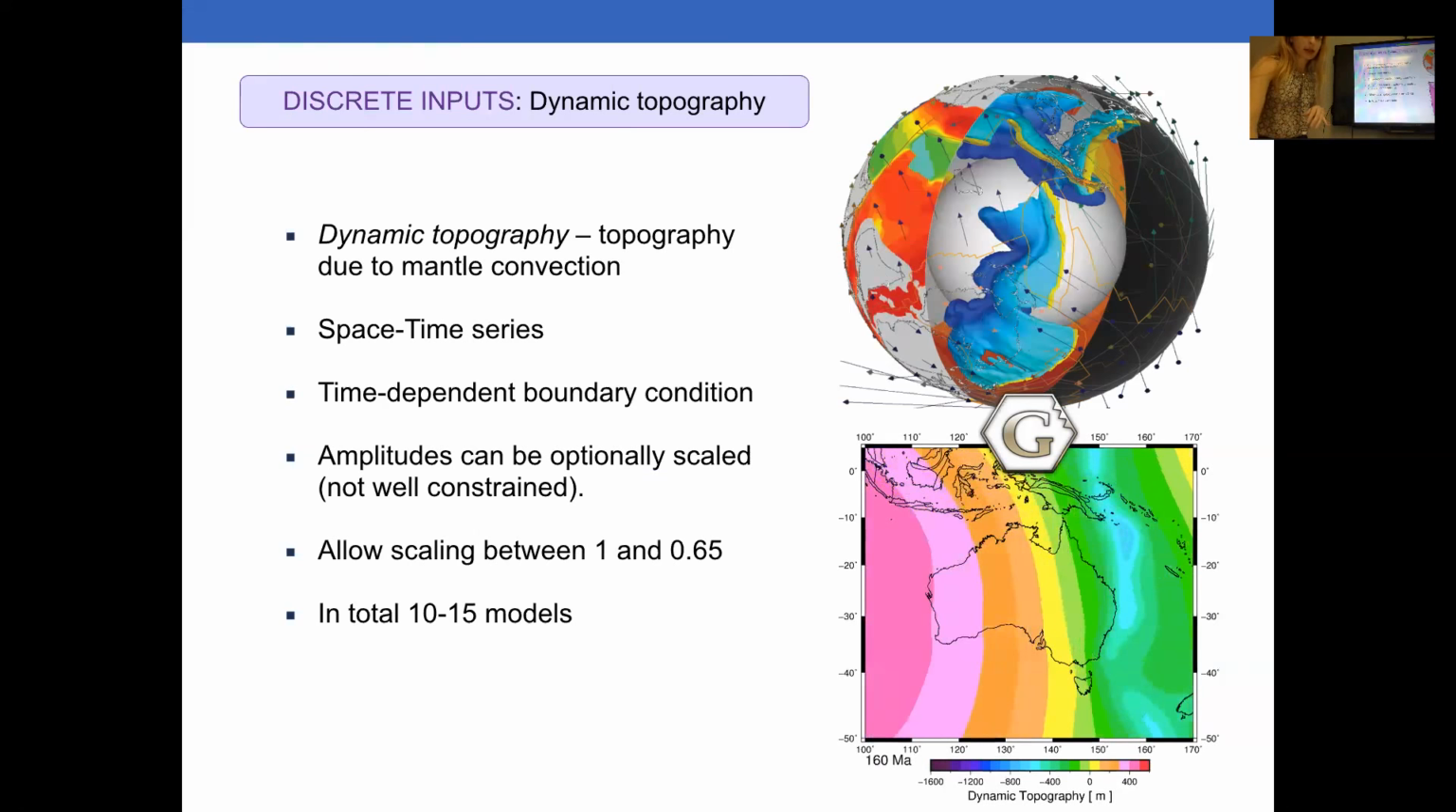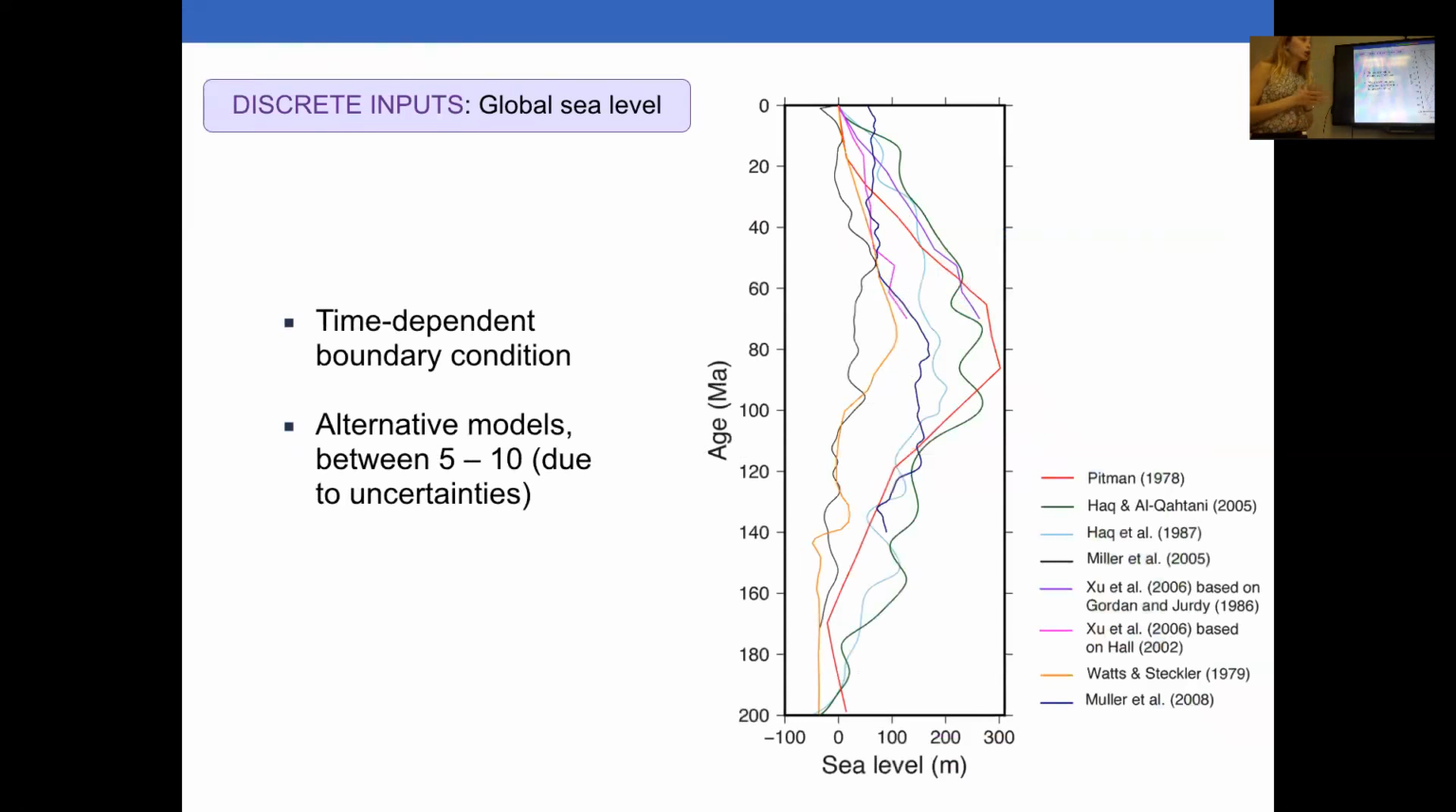So the next discrete input we have is global sea level, which is a time-dependent boundary condition but does not vary spatially. So as we can see on the right there, we have different sea level curves. And whilst we do have reasonable constraints on sea level, they do vary somewhat. And we have different peaks and troughs, for example, which have significant implications for the landscape evolution models in terms of the timing of transgression and regression of the coastline. So the idea is that here we'll test alternative models, say between 5 and 10, and again, see which models work best with the other parameters.